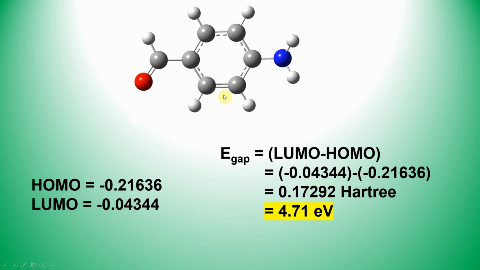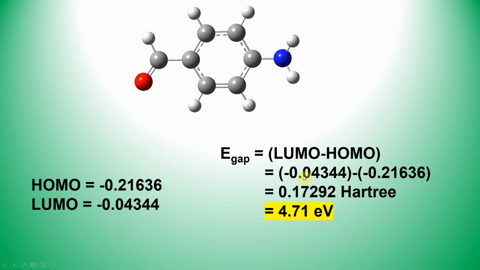This is the system, aminobenzaldehyde. I have taken the energies from the output file. This is the HOMO and this is the LUMO energy. We need to calculate the gap. E gap equals LUMO minus HOMO. Always type LUMO minus HOMO.